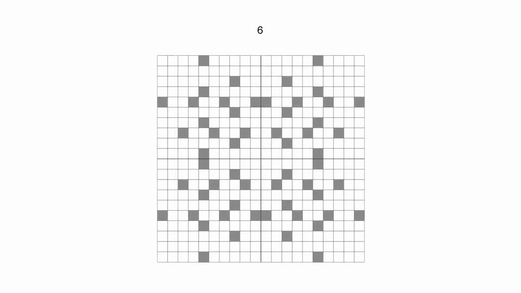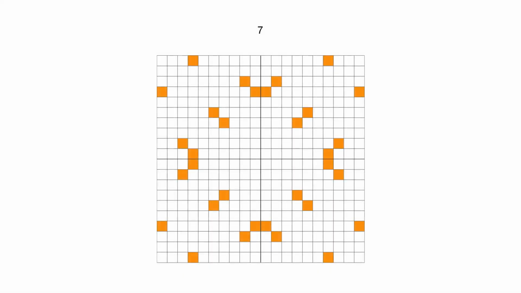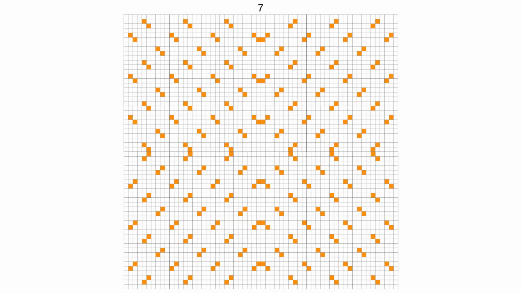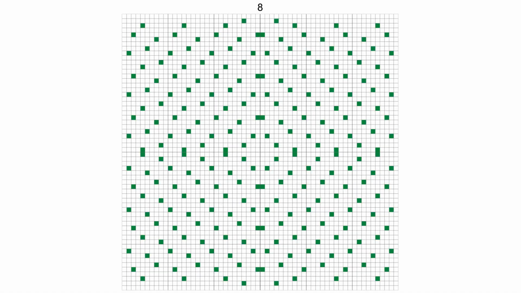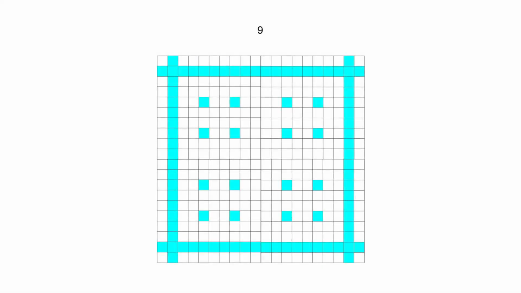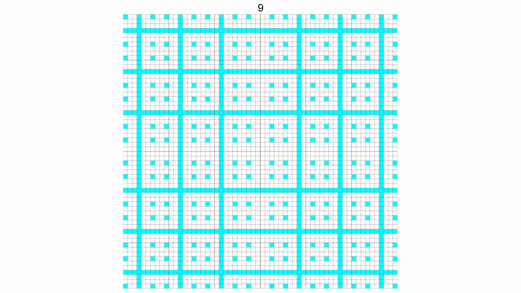number 6, number 7, number 8, and last but not least, number 9. The pattern that appears from the multiplication results with the digital root of 9 makes an infinite net of equal proportions.